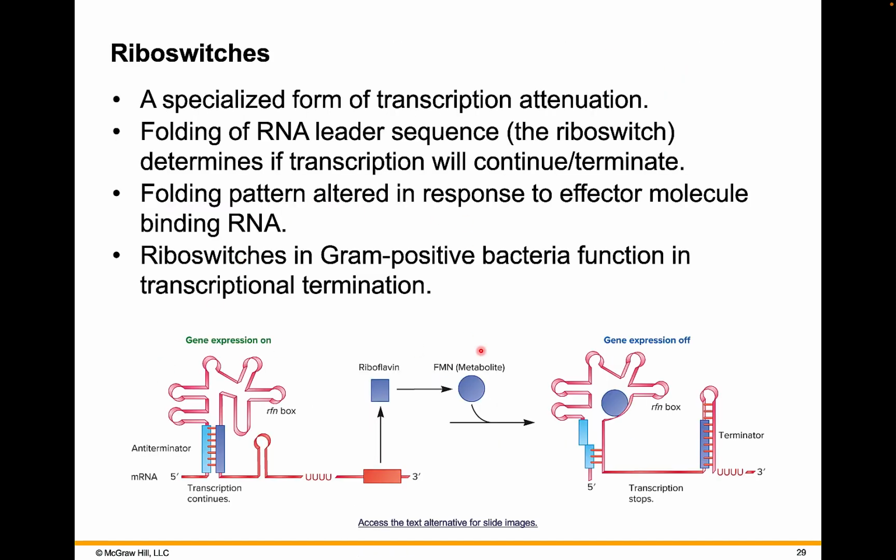After that, there is also another kind of regulation, which is a more recent discovery compared to the lac operon and the trp and arabinose operons. This is a specialized form of transcription attenuation, and it happens due to the folding of the RNA leader sequence, which is the riboswitch. This is similar to the trp attenuation you saw, but here the folding pattern alters the response to an effector molecule binding to the RNA. And often the effector molecule is the end product of the pathway.